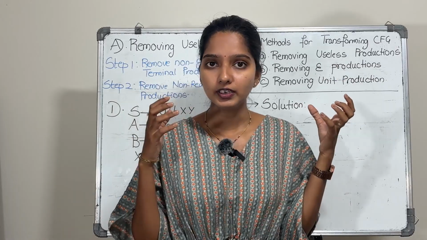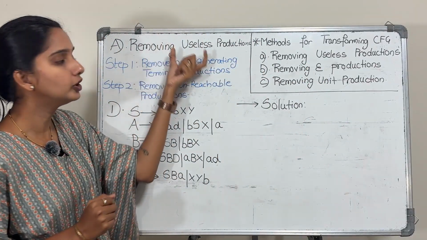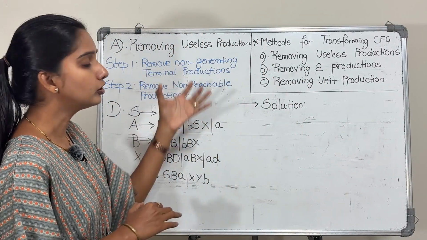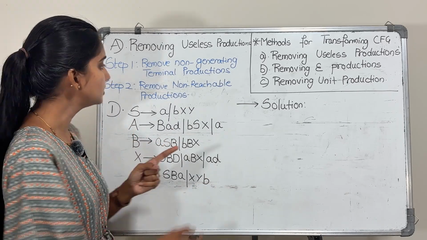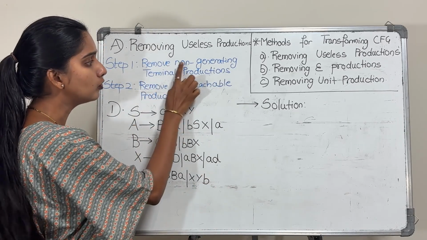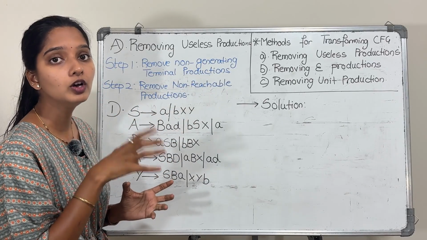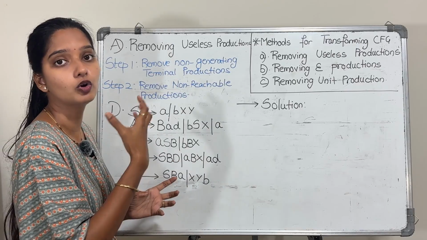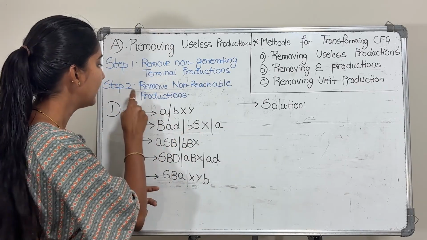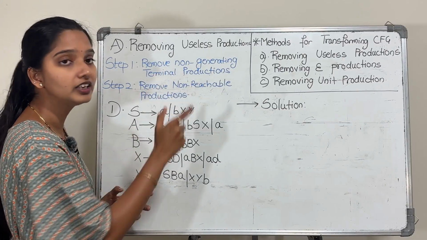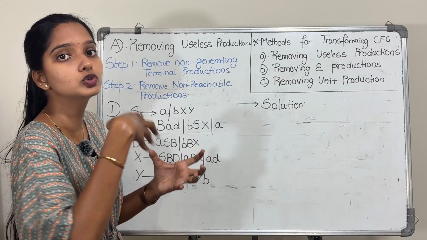In this session, I'm going to talk only about the first method, which is removing useless production. In order to remove useless production from a given context-free grammar, there are two steps. Step one: remove non-generating terminal production. It means you have to remove the productions which are not generating a terminal. Terminal means your small letter. Step two: remove non-reachable production. Non-reachable means from one production you cannot reach the next production.